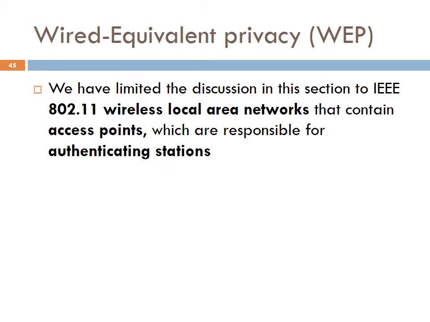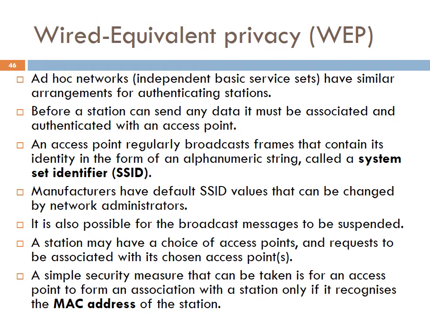We have limited the discussion in this section to IEEE 802.11 wireless local area networks that contain access points which are responsible for authenticating stations. Wired Equivalent Privacy, WEP, ad hoc networks have similar arrangements for authenticating stations. Before a station can send any data, it must be associated and authenticated with an access point. An access point regularly broadcasts frames that contain its identity in the form of an alphanumeric string called a service set identifier, SSID.